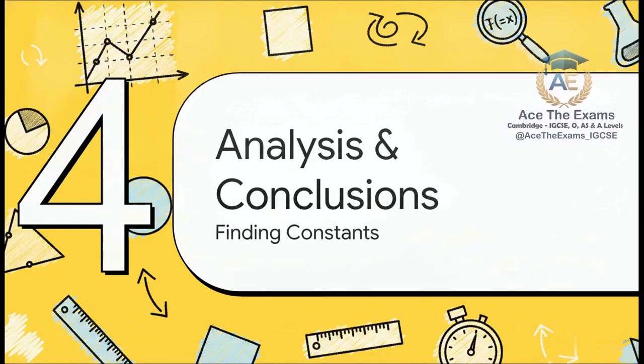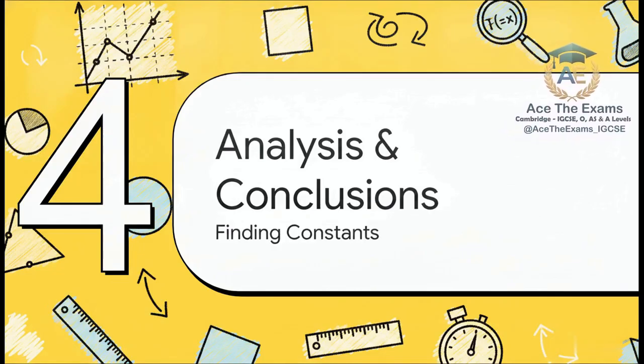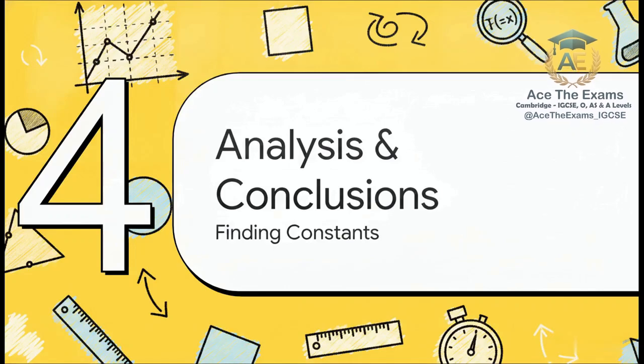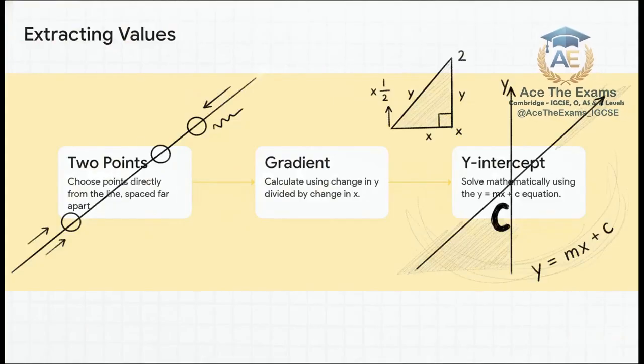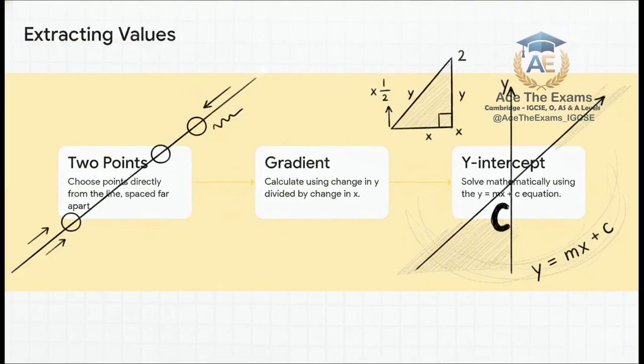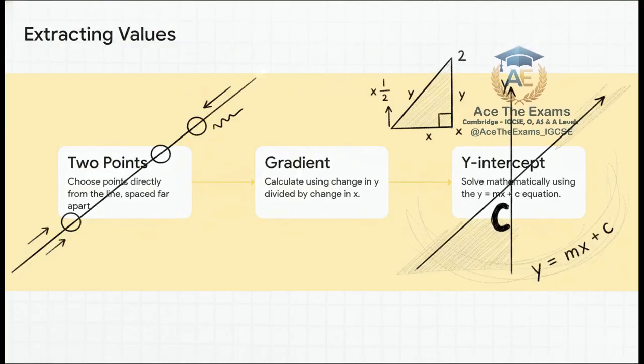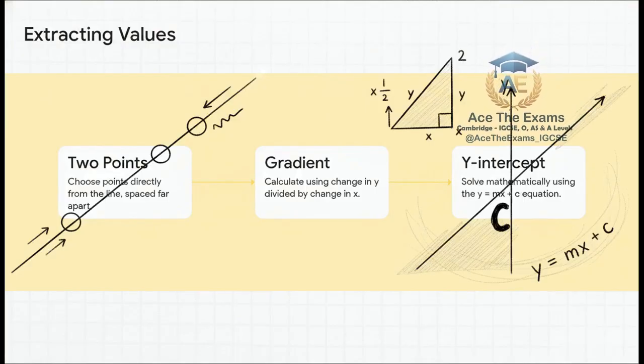All right, Section 4, Analysis and Conclusions. This is where we extract the actual meaningful physics from those graphs we just so carefully drew. In almost every single paper 3, you will be asked to find the gradient and the y-intercept in order to determine some unknown physical constants. There is an exact procedural formula for this, and you cannot deviate from it.